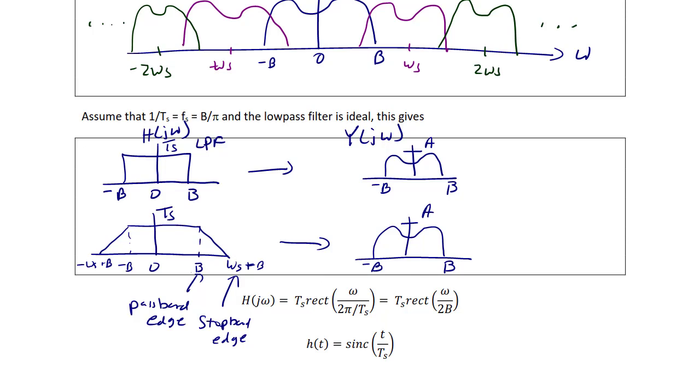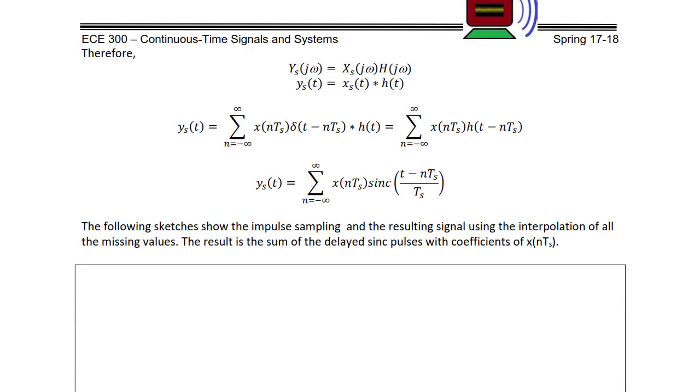So for an ideal low-pass filter, H of j omega is equal to Ts rect of omega over 2 pi over Ts, or Ts rect of omega over 2B, which means h of t, the inverse Fourier transform of H of j omega, is equal to the sinc of t over Ts. Therefore, Ys of j omega is equal to Xs of j omega times H of j omega, or in the time domain, ys of t equals xs of t convolved with h of t.